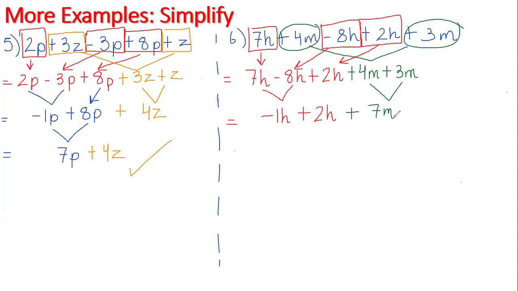Trinity Cash. Where's Trinity Cash? Do you understand this? Yes, I understand it. Okay. Go ahead, finish Ivory. Negative 1H plus 2H is going to be equal to positive 1H. Very good. Plus 7M. Indeed, we know that 1H is the same thing as H. So it's H plus 7M.